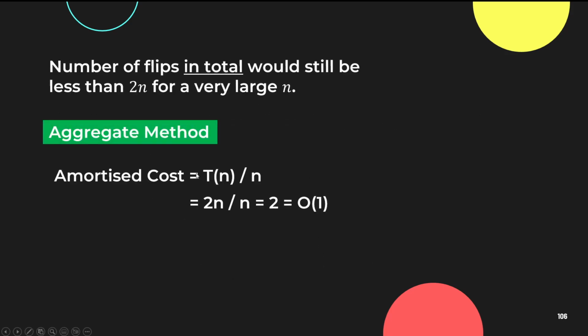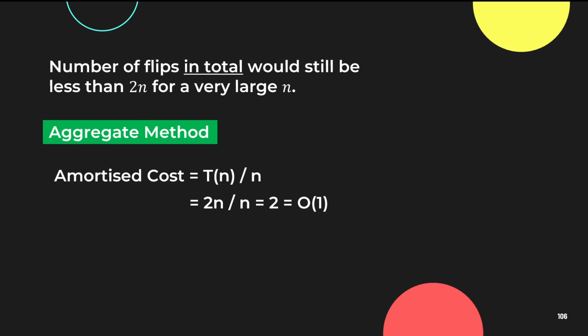Okay, so using the aggregate method, I know that for a very large n, I will get 2n. Then for every operation, I can divide by how many operations I have. So 2n is the total cost. I divide by n operations, I will get just 2 operations every time I flip. That is O(1) for each operation. Then for the total, yes, there will be O(n). Any questions? This part is using the aggregate method.